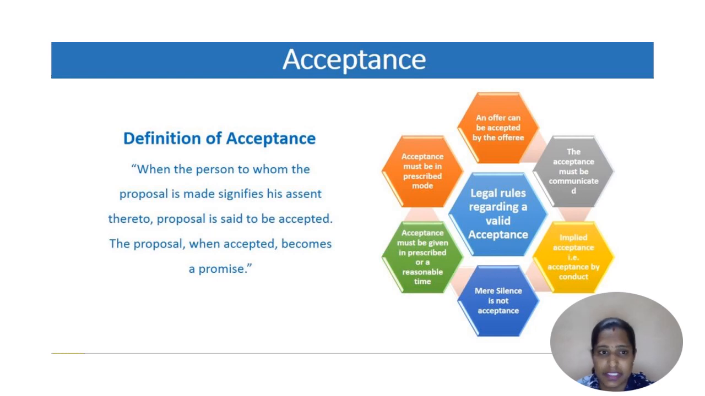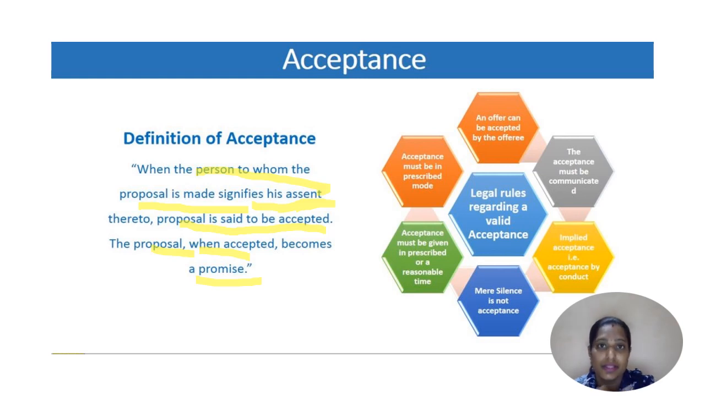Look here, when a person to whom the proposal is made signifies his assent. Please use the same terms. Assent, rather than approval, use the word assent. As I told you all in the beginning, the beauty of this particular subject is the terms we use. All the legal terms only we use. So when the person signifies his assent thereto, the proposal is said to be accepted. The proposal, when accepted, becomes a promise.